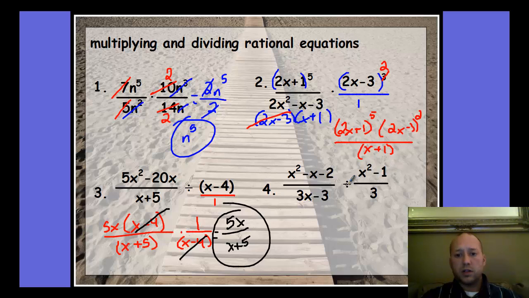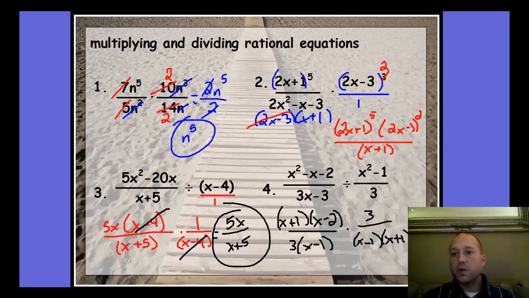Last one, so again we're dividing, so we first want to rewrite as multiplication. As I do that, I'm going to factor. So this first one becomes x minus 1, actually x plus 1, and then x minus 2. And the bottom I factor 3 out, and you have x minus 1. And then multiplication, and then 3 over, now x squared minus 1, we need to try factoring that, x minus 1 and x plus 1.